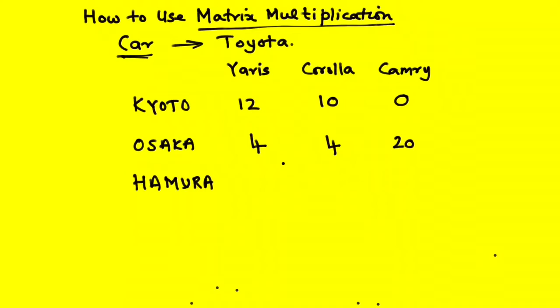And this one makes 8 cars, say, 9 cars, and 12 cars. These are just for illustration purposes. So the whole thing can be put in the form of a matrix, this information.